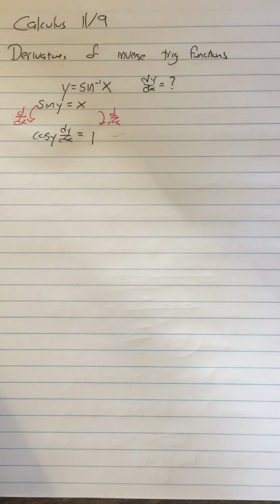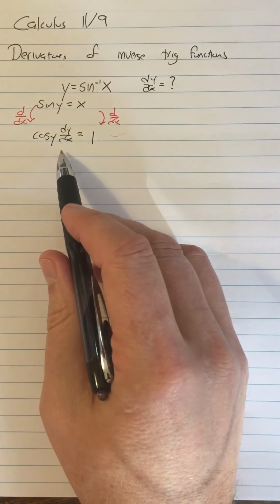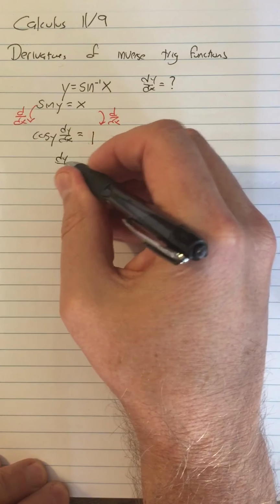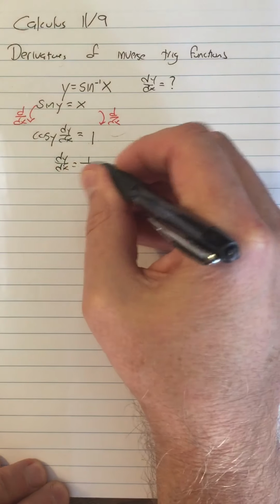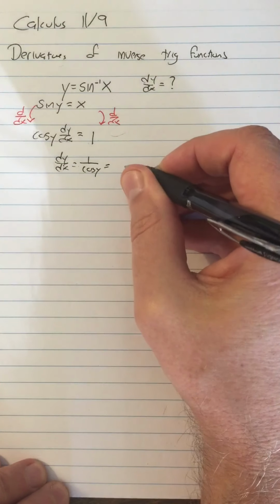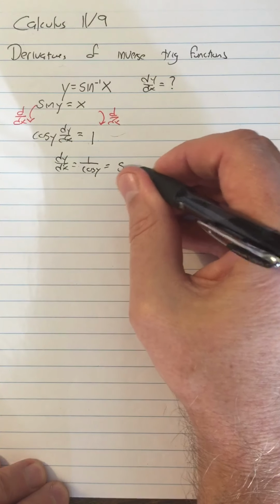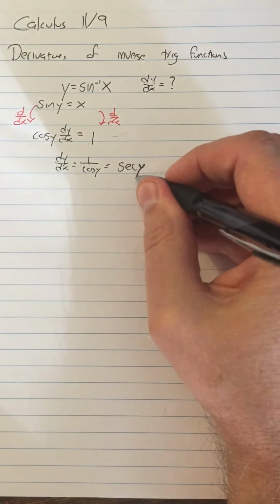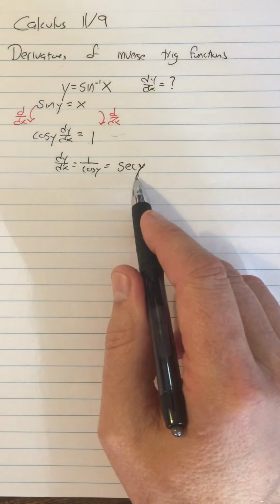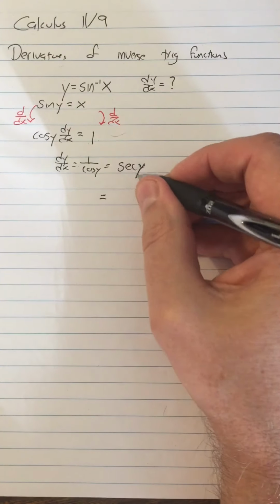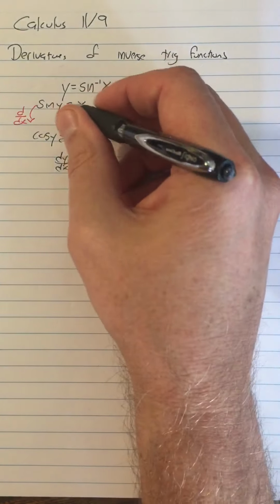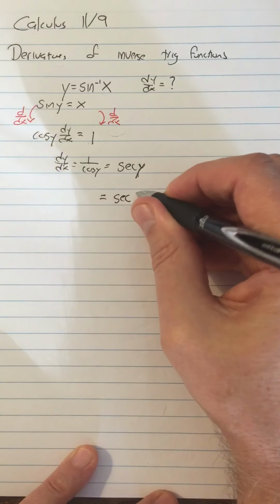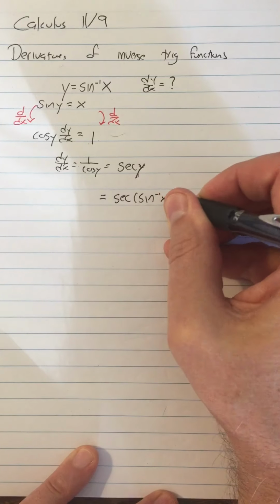All right. Then my next step is get dy dx on the left. Well, I already did that. And so now we're just going to divide. So we're going to have dy dx equals 1 over cosine y, also known as secant of y. All right, well, but I'd like my dy dx to be in terms of x instead of being in terms of y. So what we can do now is just plug the y back into it. So we know that y is inverse sine of x. So I have secant of inverse sine of x.